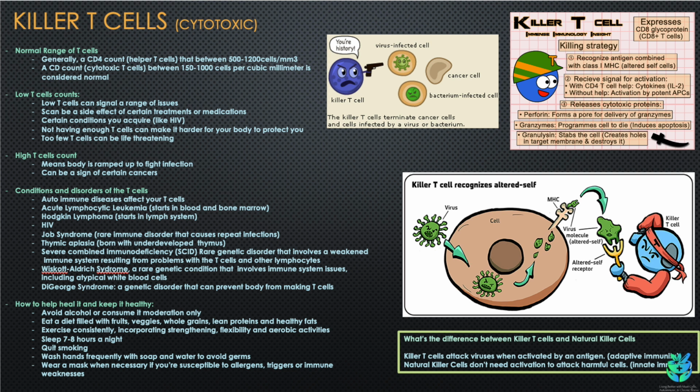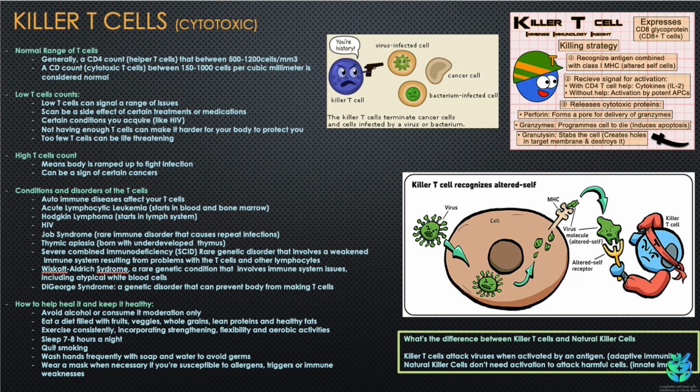Wiskott-Aldrich syndrome is a rare genetic condition that involves immune system issues. It includes atypical white blood cells. DiGeorge syndrome is a genetic disorder that can prevent the body from making T cells, and most of this is caught very early on in your life, with the exception of acute lymphocytic leukemia or Hodgkin's lymphoma. Those can be caused if you're not taking care of your health and eliminating the triggers, especially after you start experiencing pain in all those key organs I was talking about.